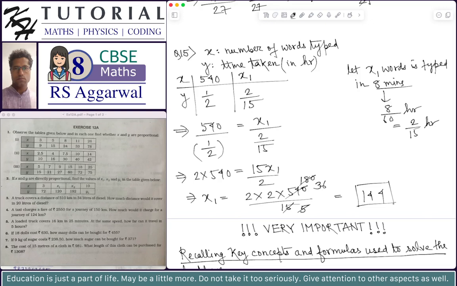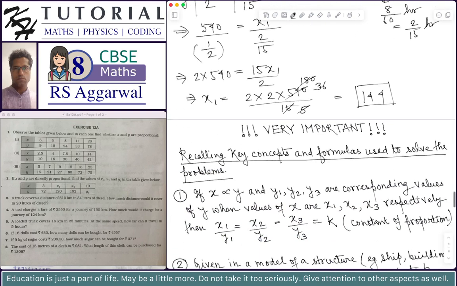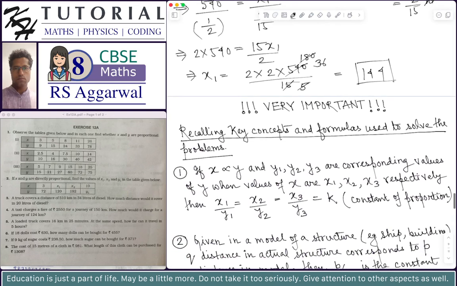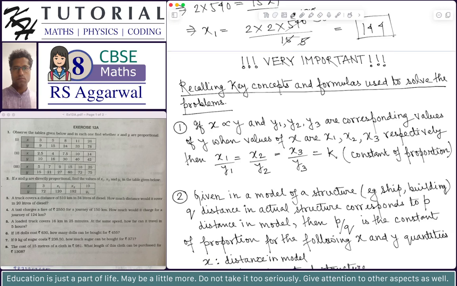This is very, very important. I am stressing it very strongly, and I will say it again and again. Whenever you solve a set of problems from the exercise book or from any reference book, or give a mock test at home, after solving the problems, always recall the key concepts and formulas that you used to solve them.